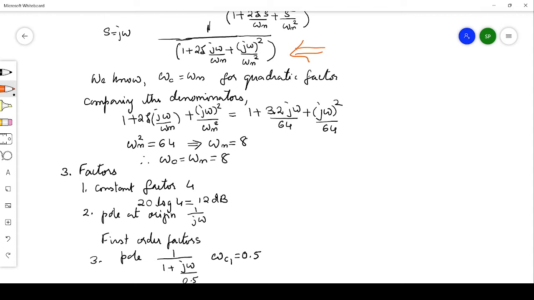So we know that the corner frequency omega c for a quadratic factor is equal to omega n. So we are getting omega c, the corner frequency for the quadratic factor, as 8 radians per second. Okay, now we have to identify the factors.